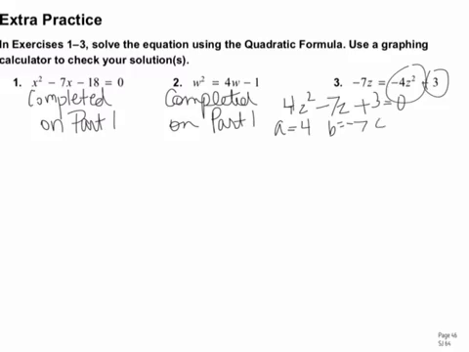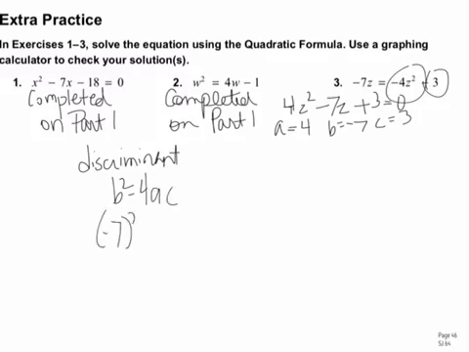So I'm naming a, b, and c. I'm going to find the discriminant first. Remember, the discriminant is the value under the radical, b squared minus 4ac. So I'm going to do negative 7 squared minus 4 times 4 times 3. So 49 minus 48, which is 1.